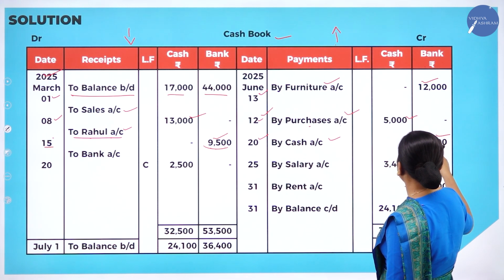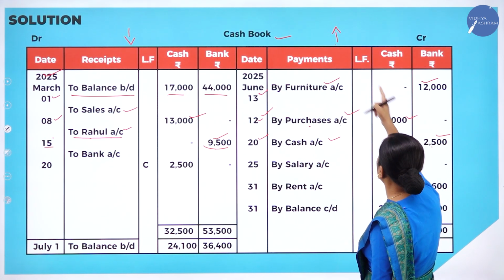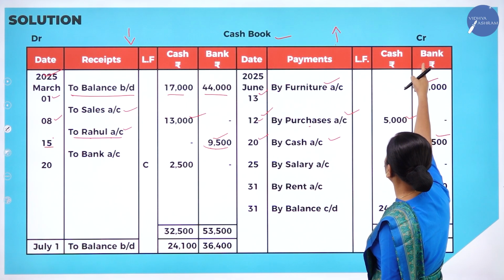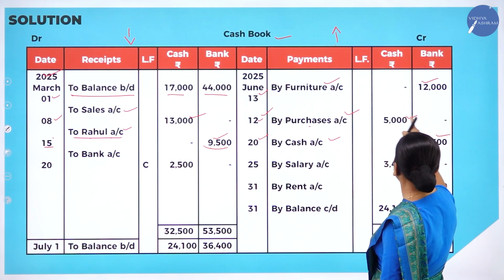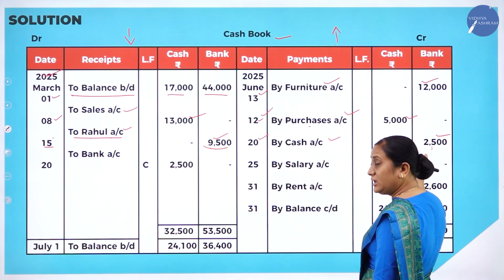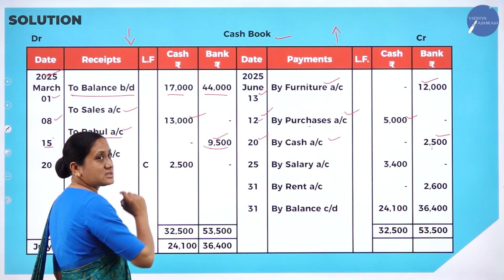2,500. Why 2,500? Money is going out from the bank. Money is going out from the bank in the form of cash. How much? 2,500. Okay. When cash is withdrawn and it is coming into the business.